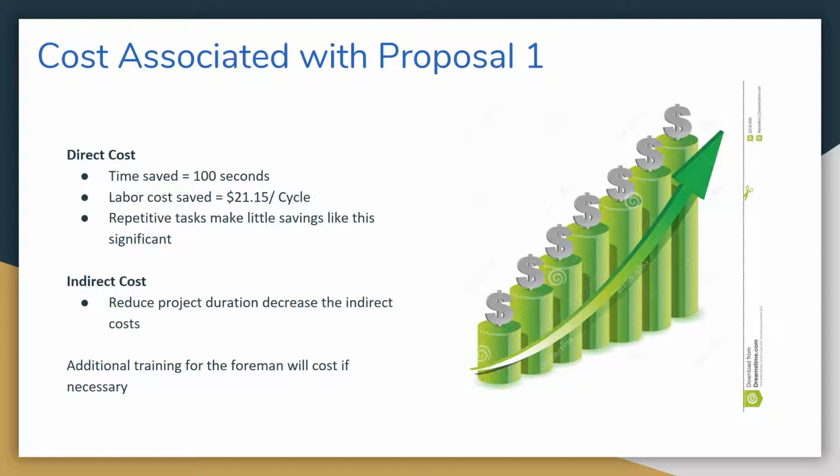So as we mentioned before, the total time saved is 100 seconds, and the cost of this labor time is $21.15 per cycle. And although this may seem insignificant, repetitive tasks such as this one make savings like this significant. As the project progresses, this $21 will accumulate rather quickly. Also, as mentioned before, since the reduction in the cycle time will result in a shorter project and decrease all the indirect costs, any additional costs that might come with this is additional training for the foreman, if necessary, to help them with their leadership.